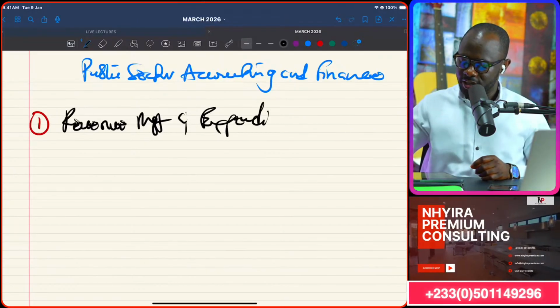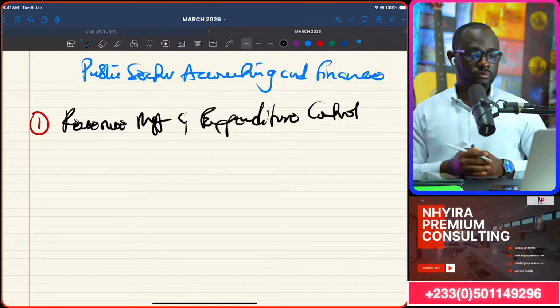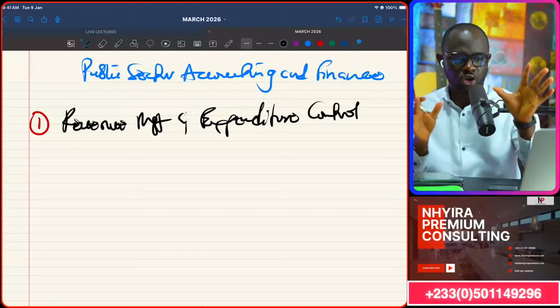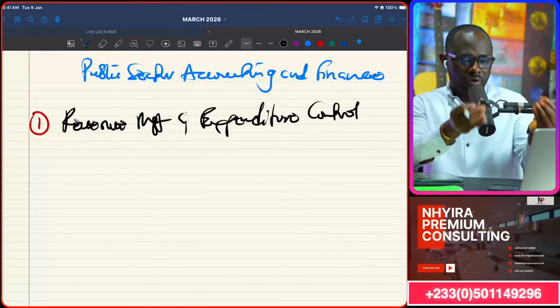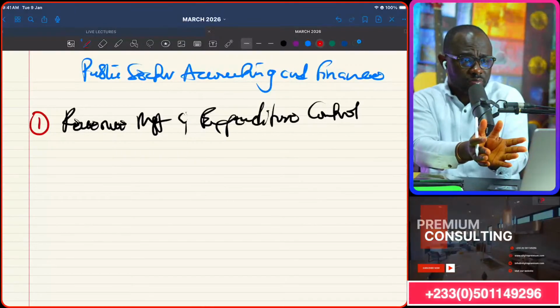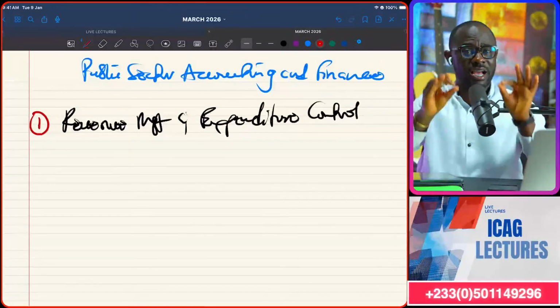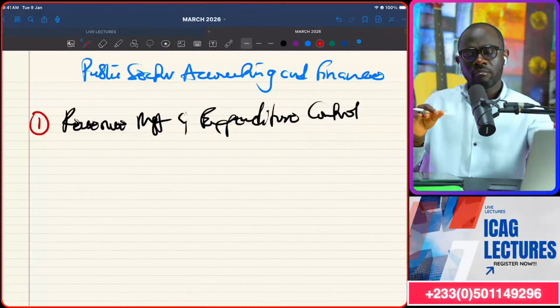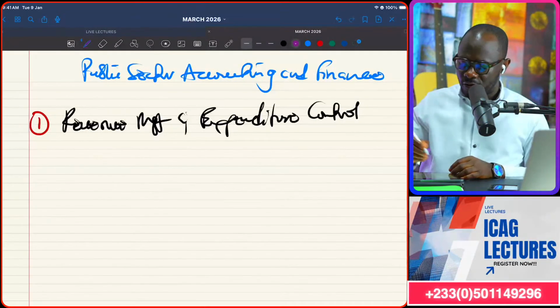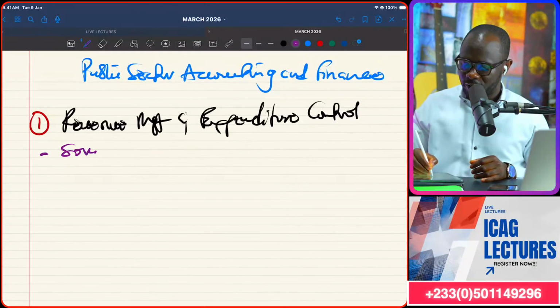Revenue management and expenditure control. This is a core topic here. The reason why this is a core topic, now, you will not see this in your syllabus, but it is a topic you must understand as a public sector accounting and finance student. Why? Because under the discussion for revenue management and expenditure control, you will understand sources of revenue.